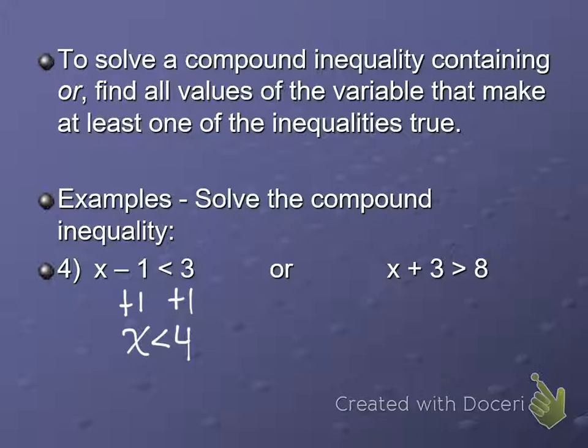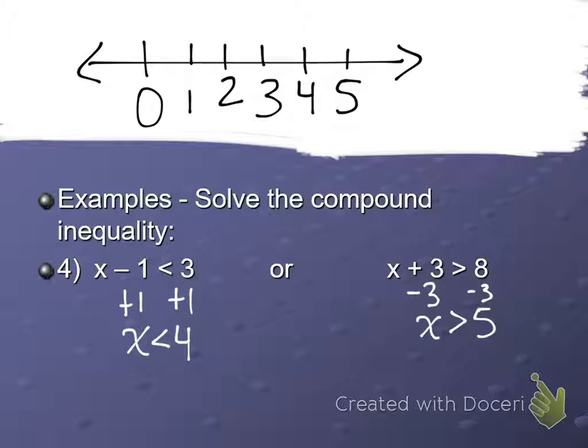To solve the inequality on the right, I subtract 3 from both sides and get x is greater than 5. When it comes time to graph OR inequalities, we are going to graph everything that makes at least one of the statements true. So essentially what we do is graph both inequalities on the same line. It needs to satisfy one of them or the other one.